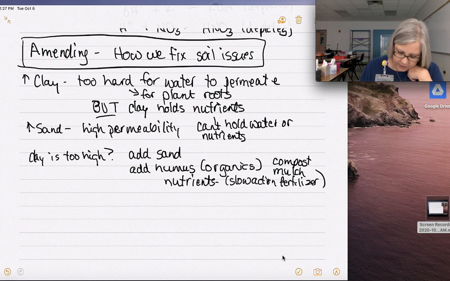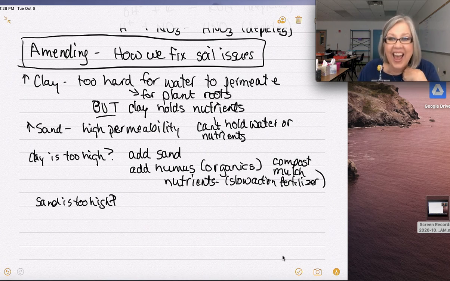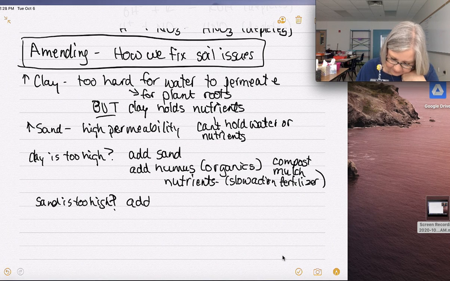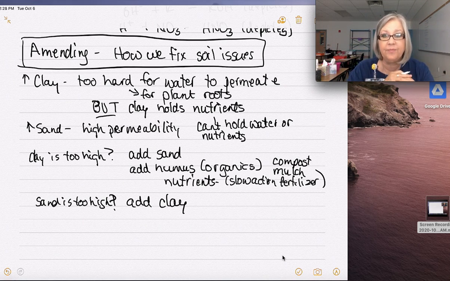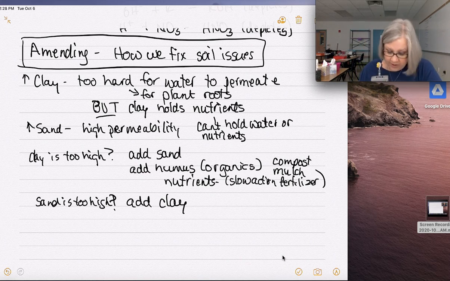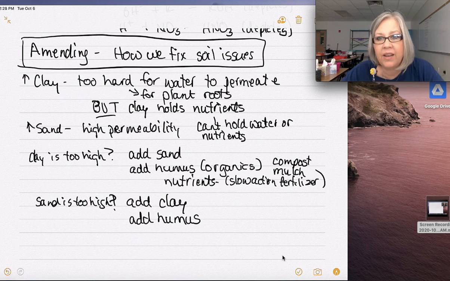What if your sand is too high? What do you think you could add? Yes, you can add clay. So you could come back and put clay or silt into your soil, right? You could do that. But guess what? You can add something else. You can add humus. Isn't that neat?